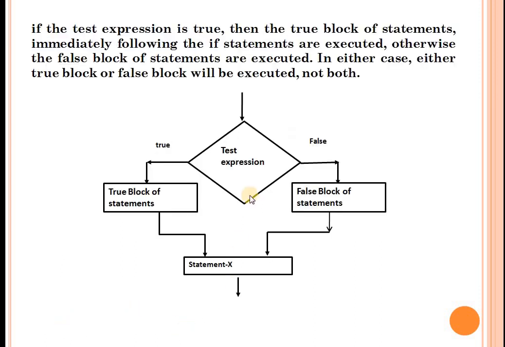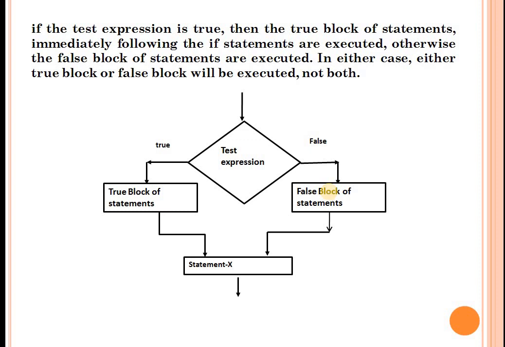So here you can see the pictorial representation. Here we specify the test condition in the decision box. If it is true, the true block of statements will be executed and control will come to statement X. If this condition is false, the false block of statements will be executed and the control will come to statement X. So either the true block of statements will be executed or the false block of statements will be executed. Both will not be executed at the same time.